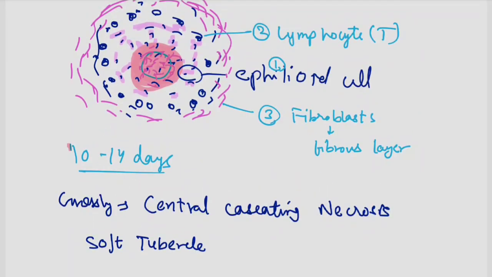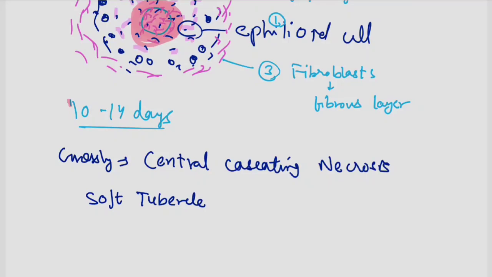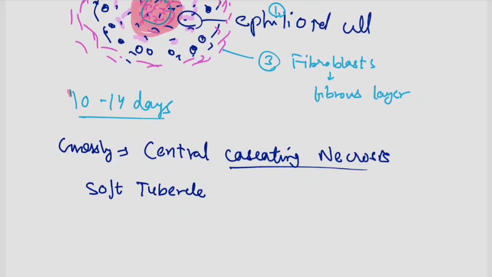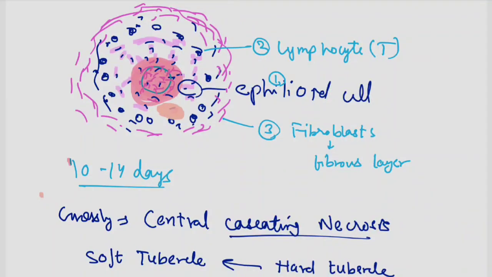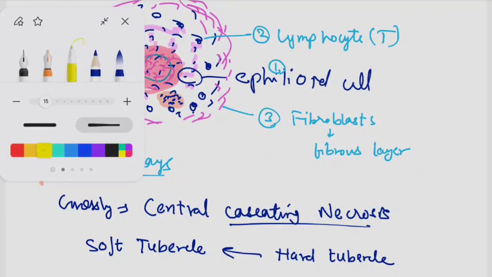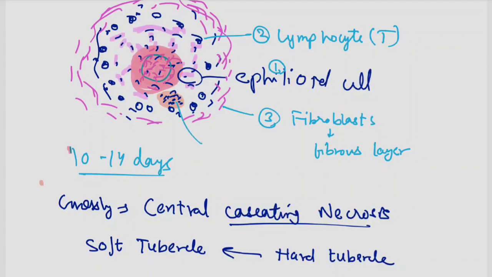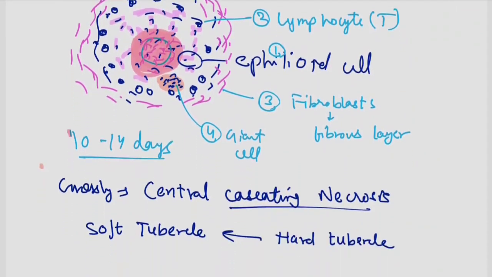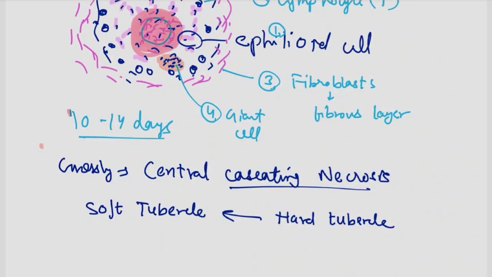And before the formation of this caseating necrosis, it was called a hard tubercle. But then it will get converted to a soft tubercle. Here we will also find giant cells like this, which have many nuclei. So there will be the presence of the fourth type, that is the giant cell. This is all about the granuloma found in tuberculosis, that is chronic granulomatous inflammation.